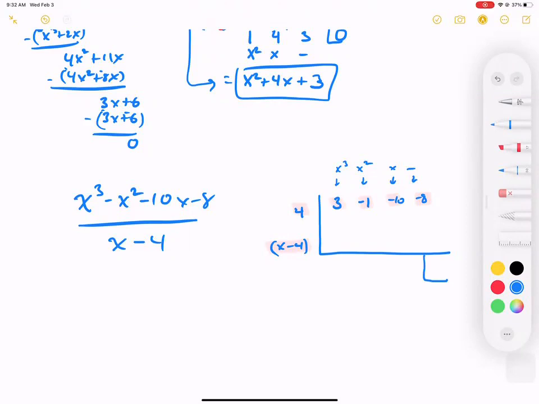Whoops, I messed up here. That was a 1. I don't know why I wrote 3. I have 1x cubed.